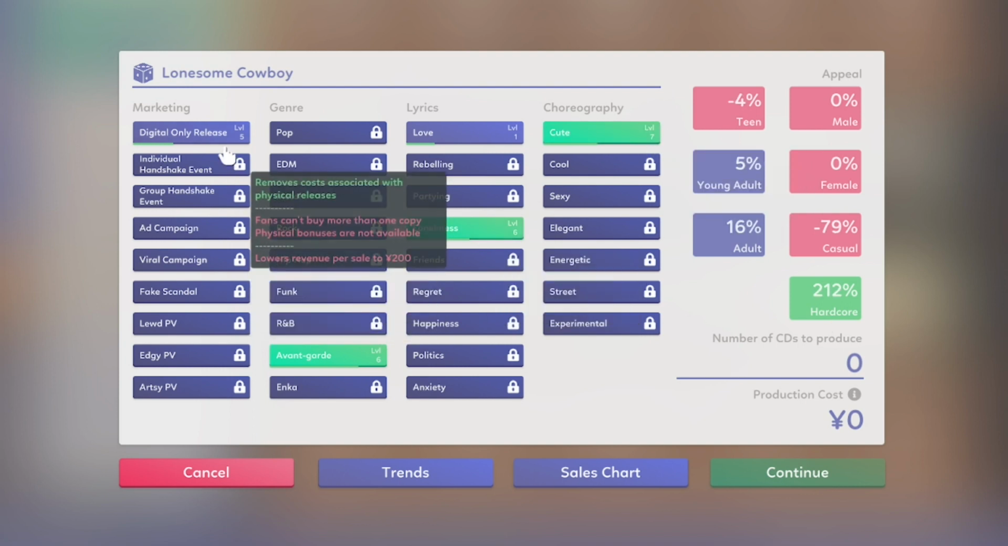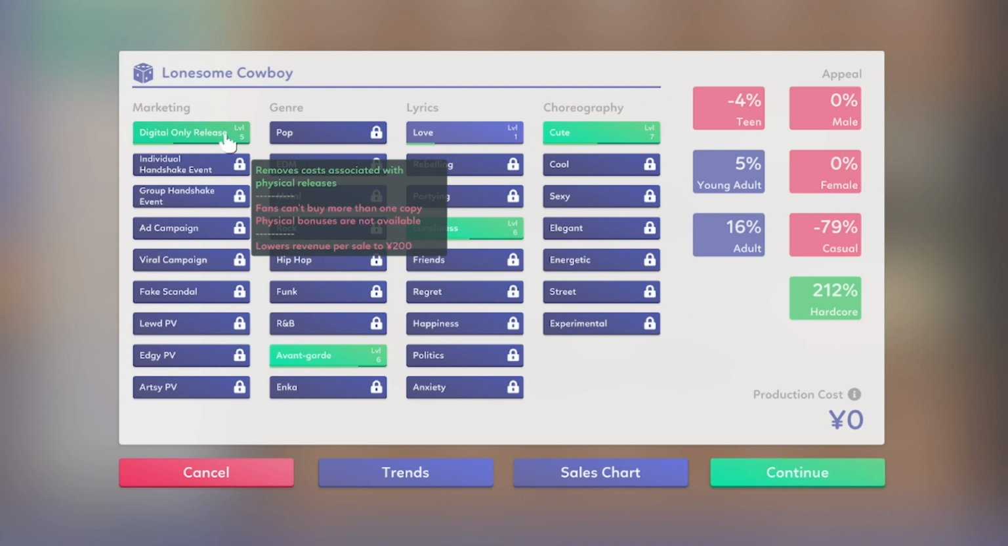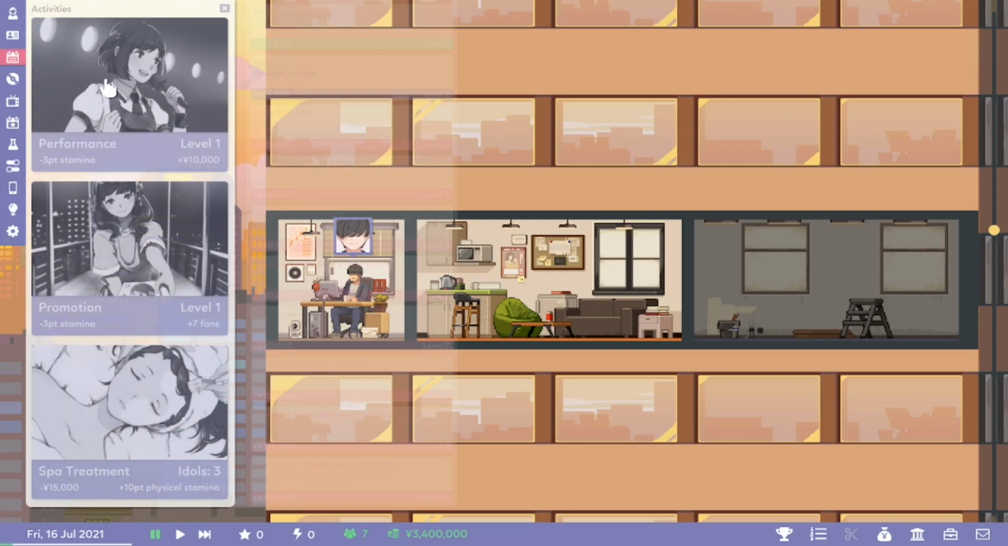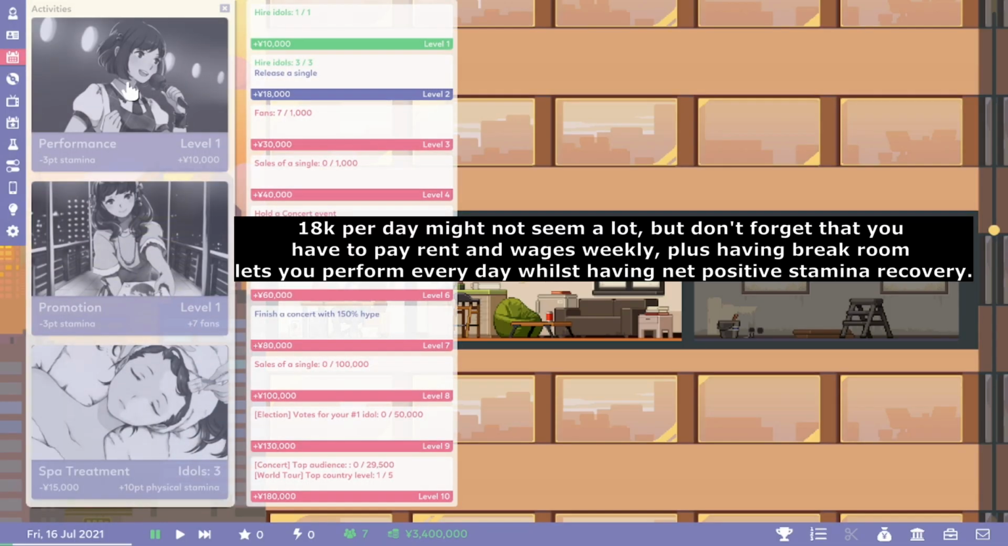I'd advise you to go and choose digital release for your earlier singles in this game, since they don't cost you anything but time. It also lets you unlock level 2 performance, which allows you to further reduce the amount of money you lose per week from wages and rent.